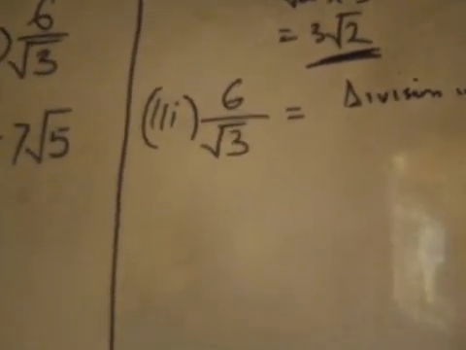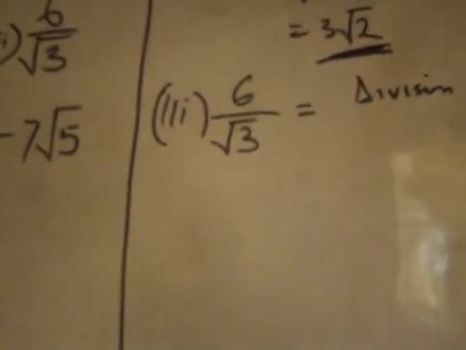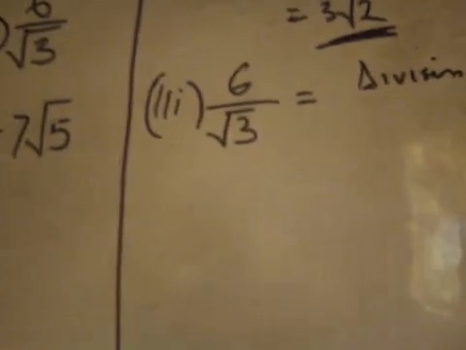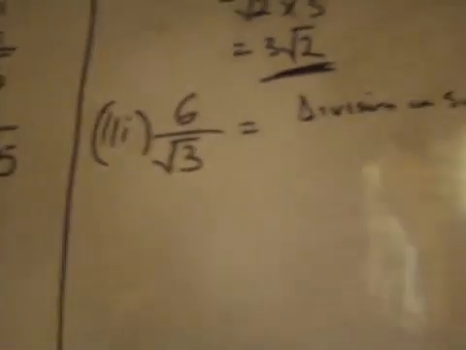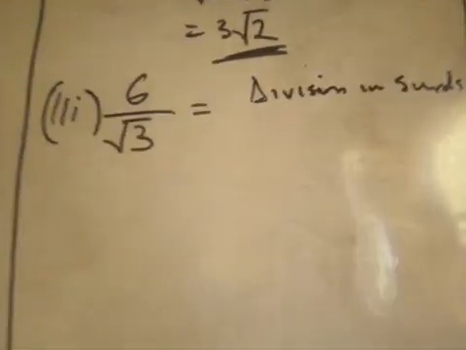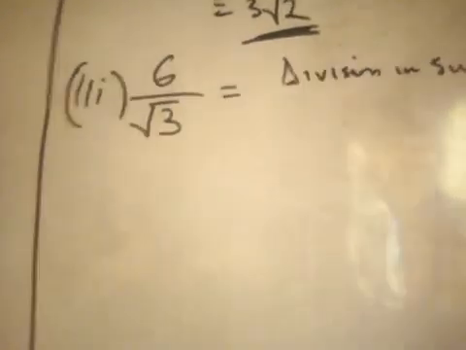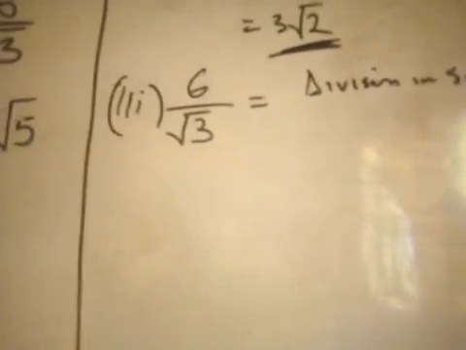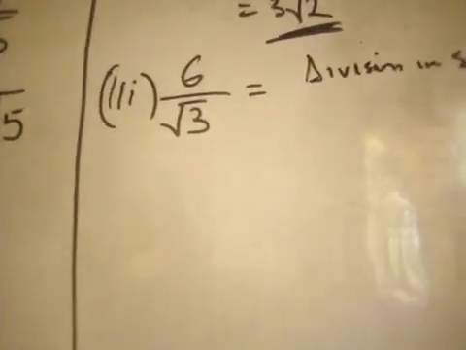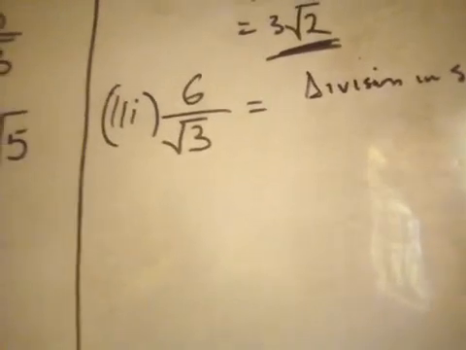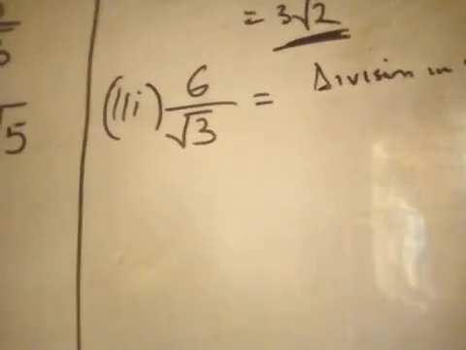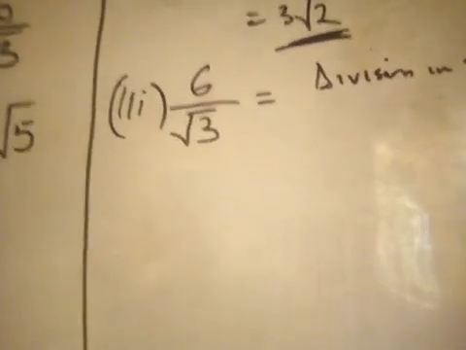To rationalize the denominator means that you want to make the denominator into a rational number. You understand? A rational number, a whole number. So once you see the whole number, you multiply the denominator by that fraction, so that by the time you multiply, you make it rational. Do you understand that?